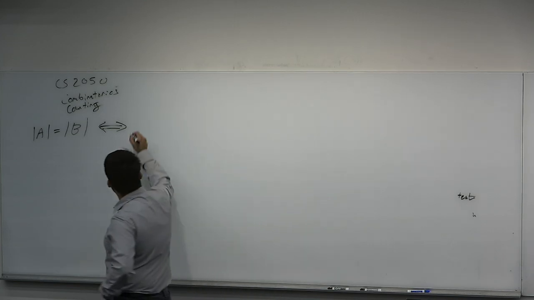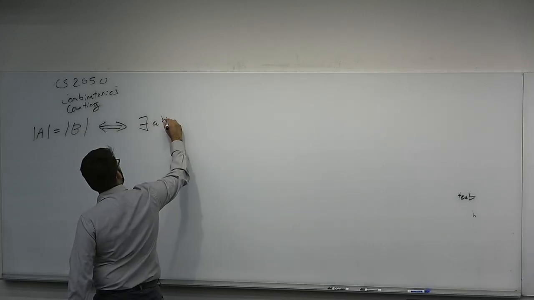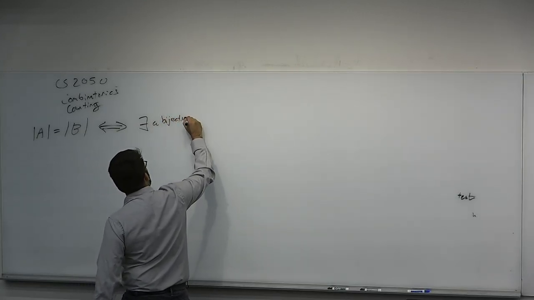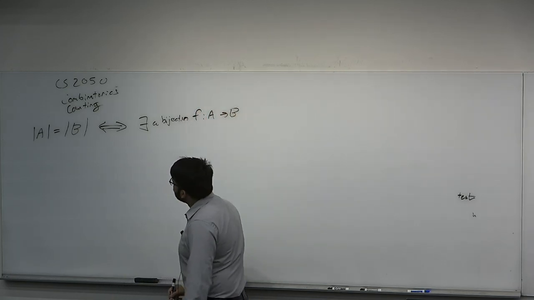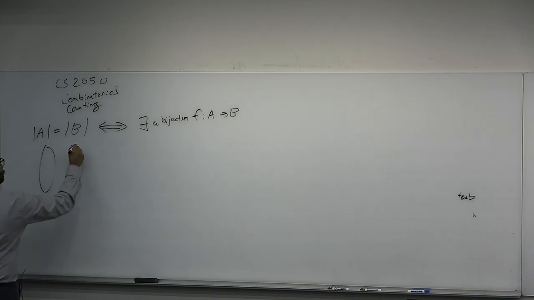Yeah, if and only if there exists a bijection f from A to B. In some sense, you can pair up the elements. If this is A and this is B, you can pair them up, and then certainly they have to have the same size. When you think of a bijection, you should think of this image. It's surjective and it's injective, so there has to be exactly the same number.